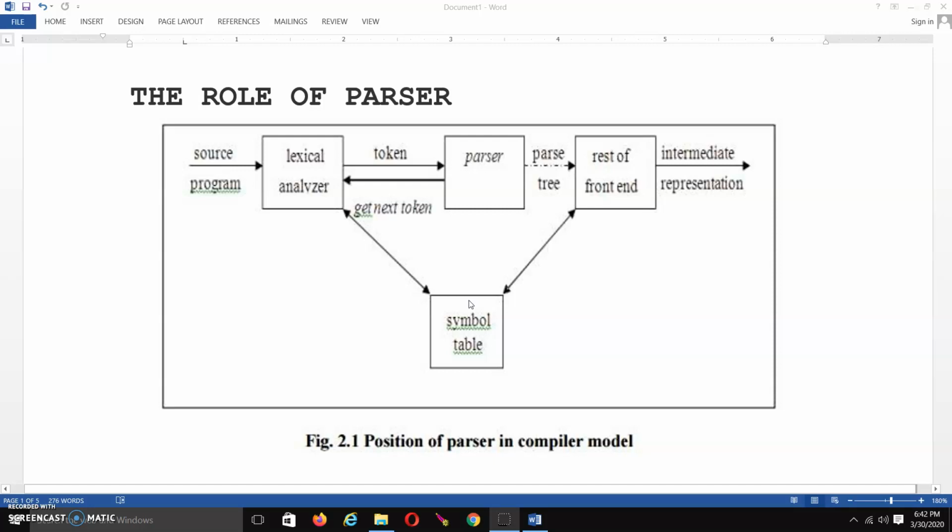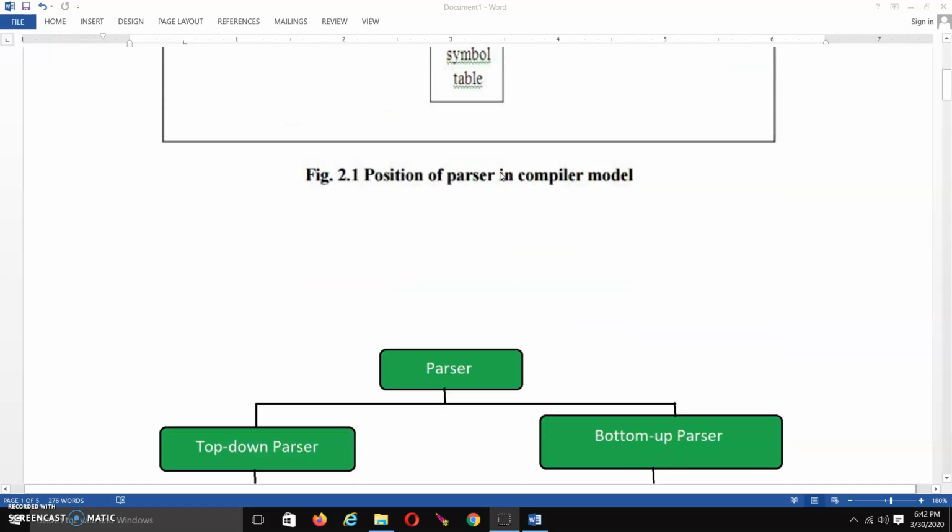So the parser is further divided into two types of parsers. One is the top-down parsers and the other is the bottom-up parsers. The top-down parser builds the parse tree starting with the root node and works down to the leaf nodes. That means whatever grammar symbols we have, we derive a string from the start symbol down to the leaf nodes.